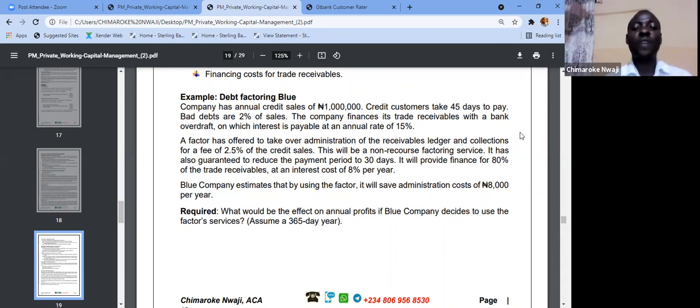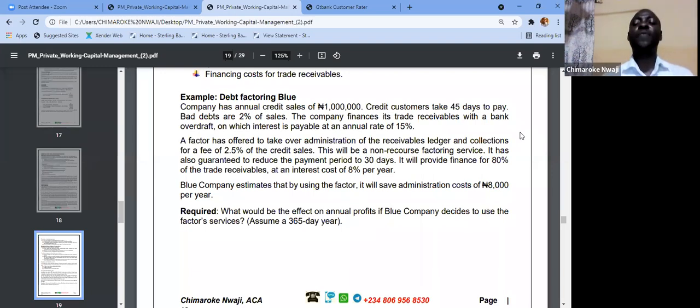A factor has offered to take over administration of the receivable ledger and collection for a fee of 2.5% of credit sales. Now, is it worth it? This will be a non-recourse factoring service, so it means that any bad debt that comes, they take the hit. It has also guaranteed to reduce the payment period to 30 days. So you see, the customers were taking 45 days, the debt factor says they're going to reduce it to 30 days.